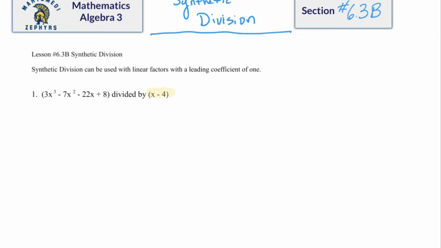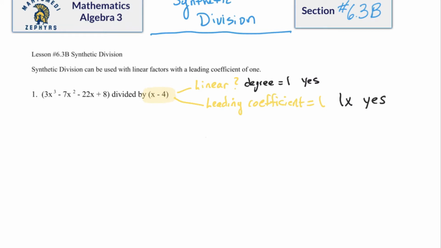We're going to do a little synthetic division. This is a special case of division where we can use a more efficient method. But what we're dividing by, the x minus 4, has to be linear, which means a degree of 1, and it has to have a leading coefficient of 1, the number in front of x. In this case, indeed, x minus 4 has a degree of 1, x to the first, and its leading coefficient is 1. There's a 1 in front. So we can use this technique.